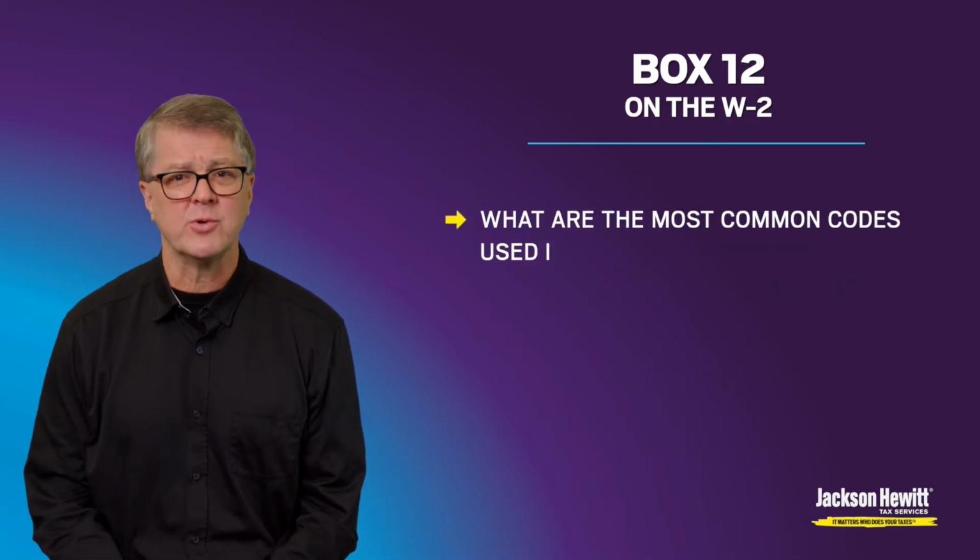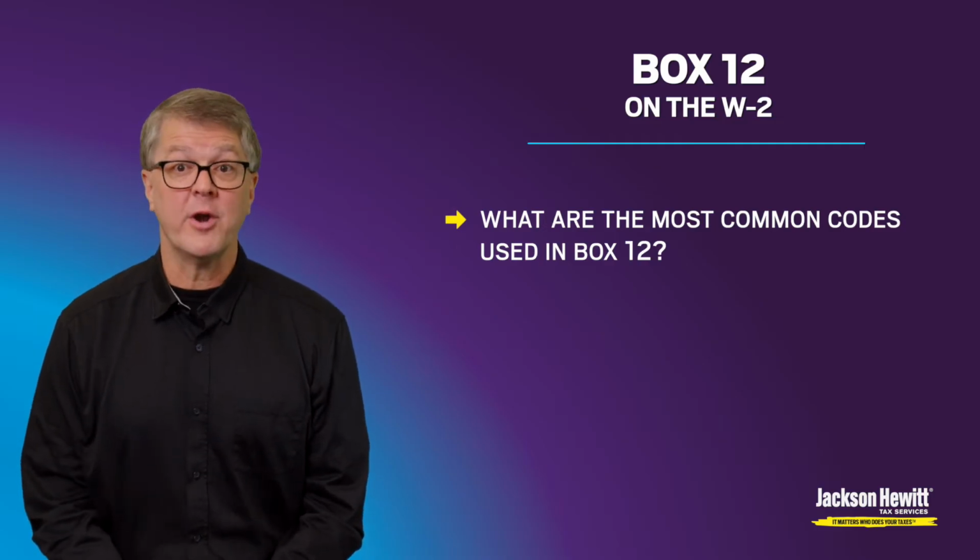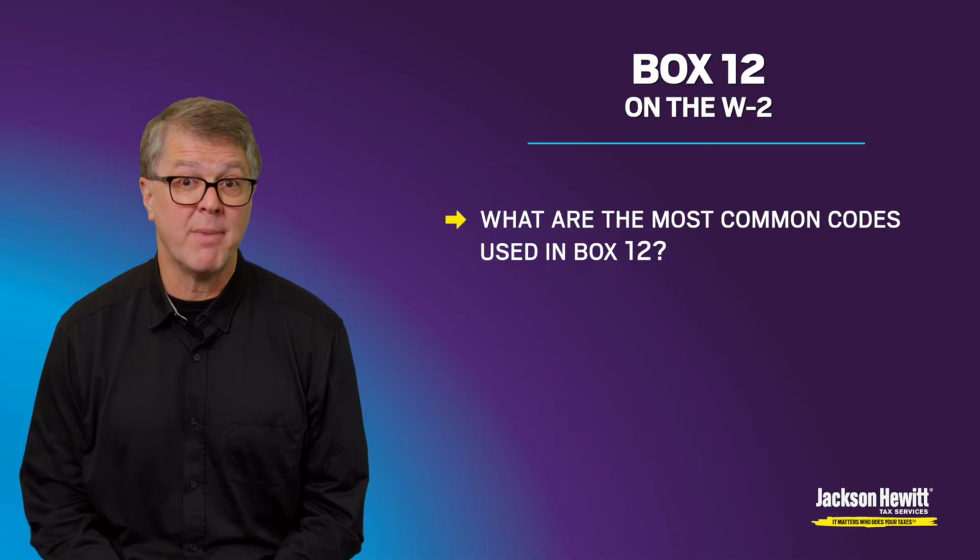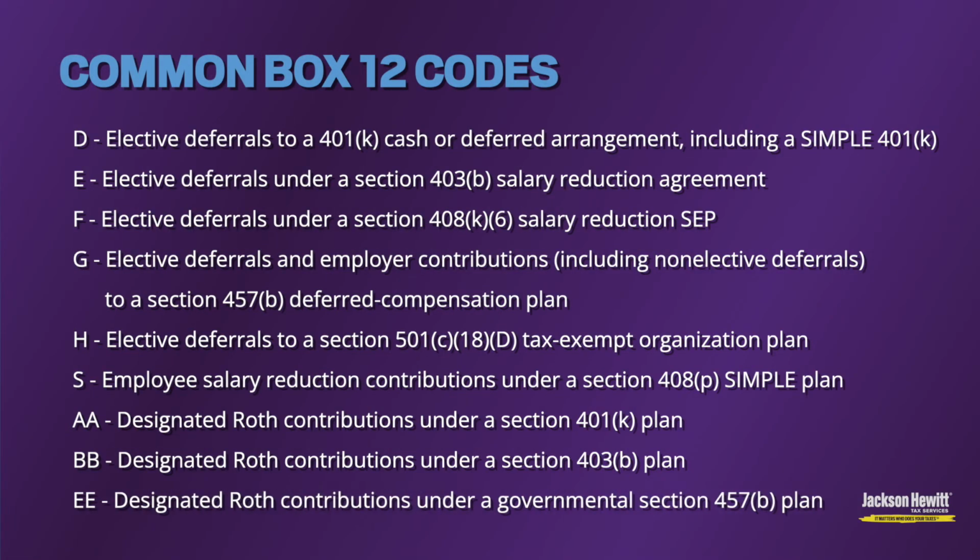What are the most common codes used for Box 12? Well, there are nearly 30 codes that can be put into Box 12 on the W-2 form. The most common ones are D, represents 401k contributions and are elective deferrals to a 401k cash or deferred arrangement, including simple 401ks. E represents 403b contributions and are elective deferrals made under a 403b salary reduction agreement. F represents 408k6 contributions and are elective deferrals made under a SARSEP program.